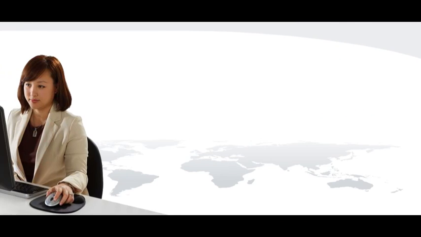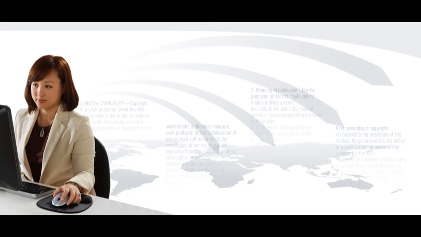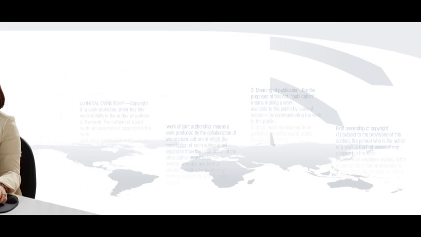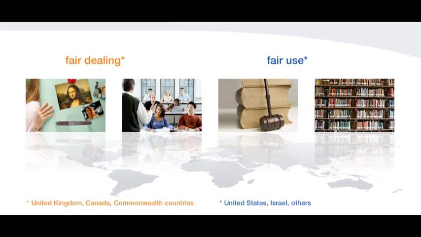No matter where you are located, your country almost certainly has its own set of unique copyright rules and set of exceptions to the rights of copyright holders. So there may be times when you can copy and distribute published material without permission. There are also general exceptions that vary by country. The most familiar include fair dealing in the UK, Canada, and other Commonwealth countries, and fair use in the United States, Israel, and elsewhere.